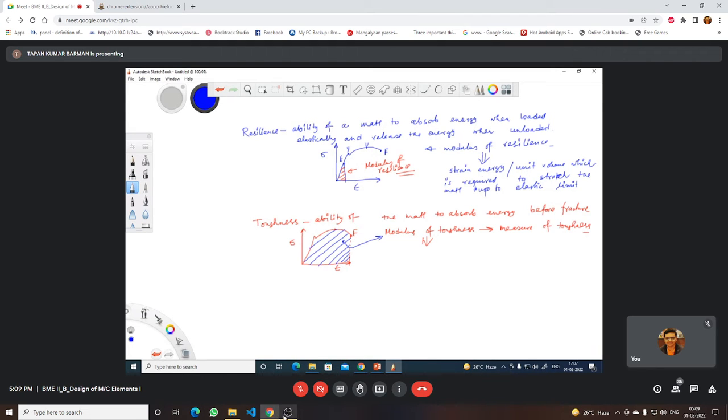Now, how do we measure it in our laboratory? So there are two methods. One is the Izod test. One is the Charpy test, Charpy method. So from here you will get one number, and depending on that you may estimate the level of toughness in that material.